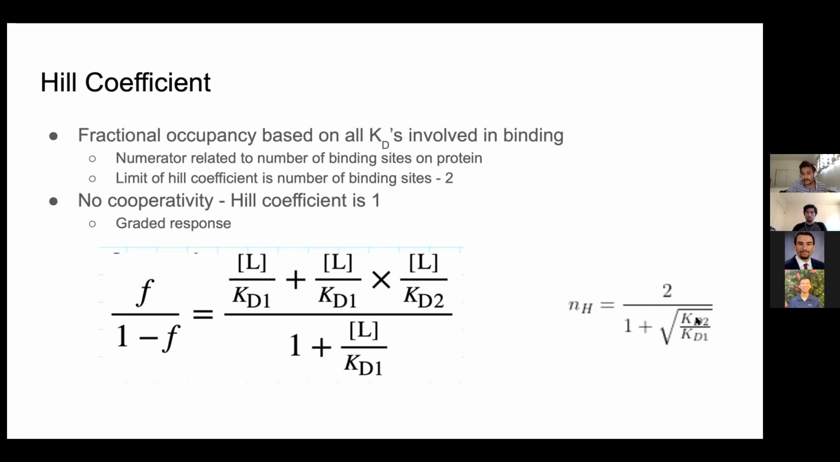And if your KDs are equal, both KD2 and KD1 are equal, this will become 1, and your whole Hill coefficient will become equal to 1. That means there's no cooperativity happening there, and you'll get your regular graded response curve.